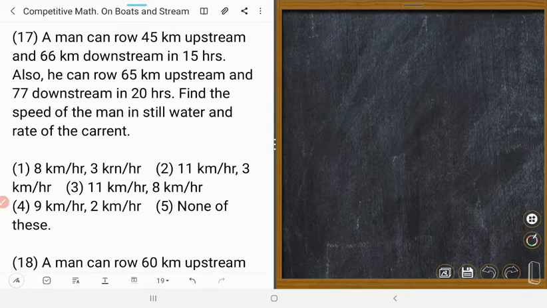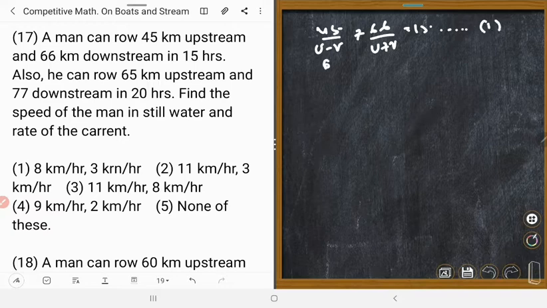Could you understand? So, as per the question, distance by speed gives time. So, 45 upon u minus v plus 60 upon u plus v is equal to 15. Equation 1. Similarly, 65 upon u minus v plus 77 upon u plus v is equal to 20. This is equation 2. Could you understand?